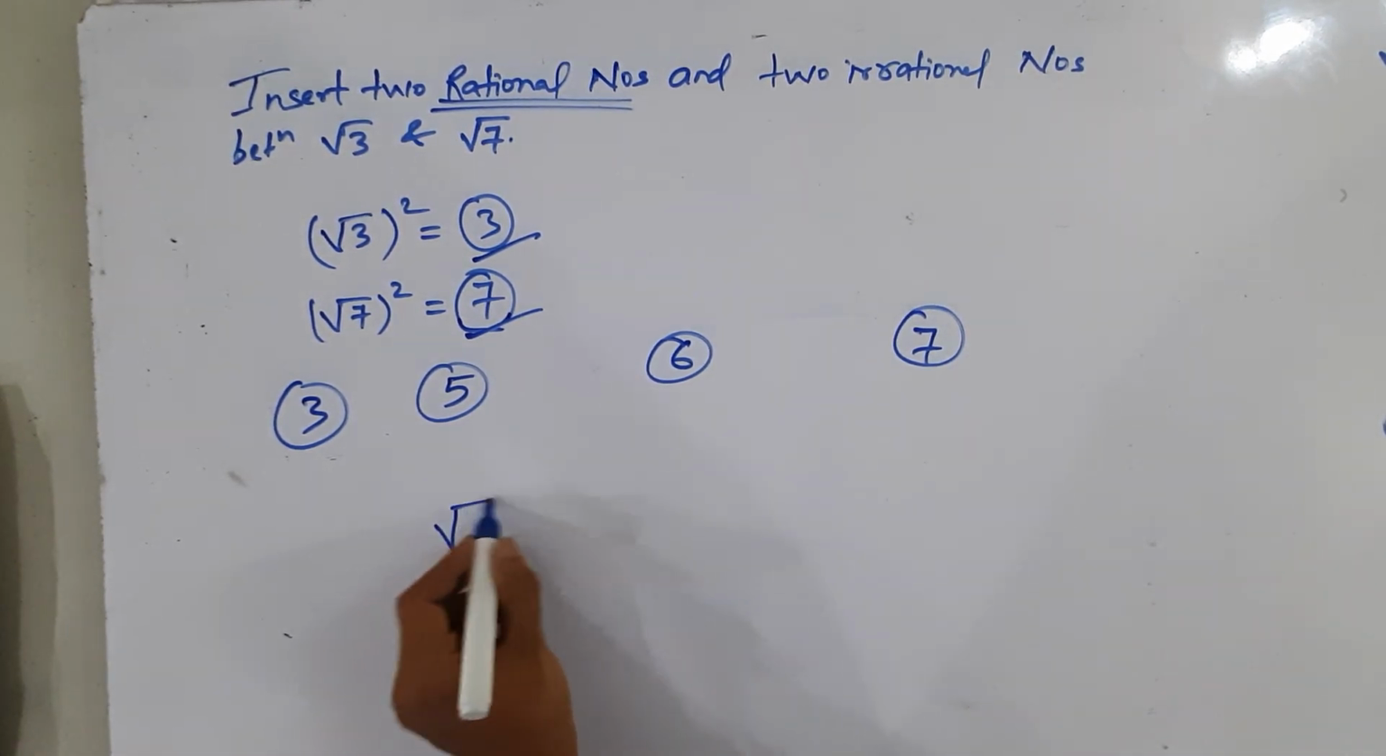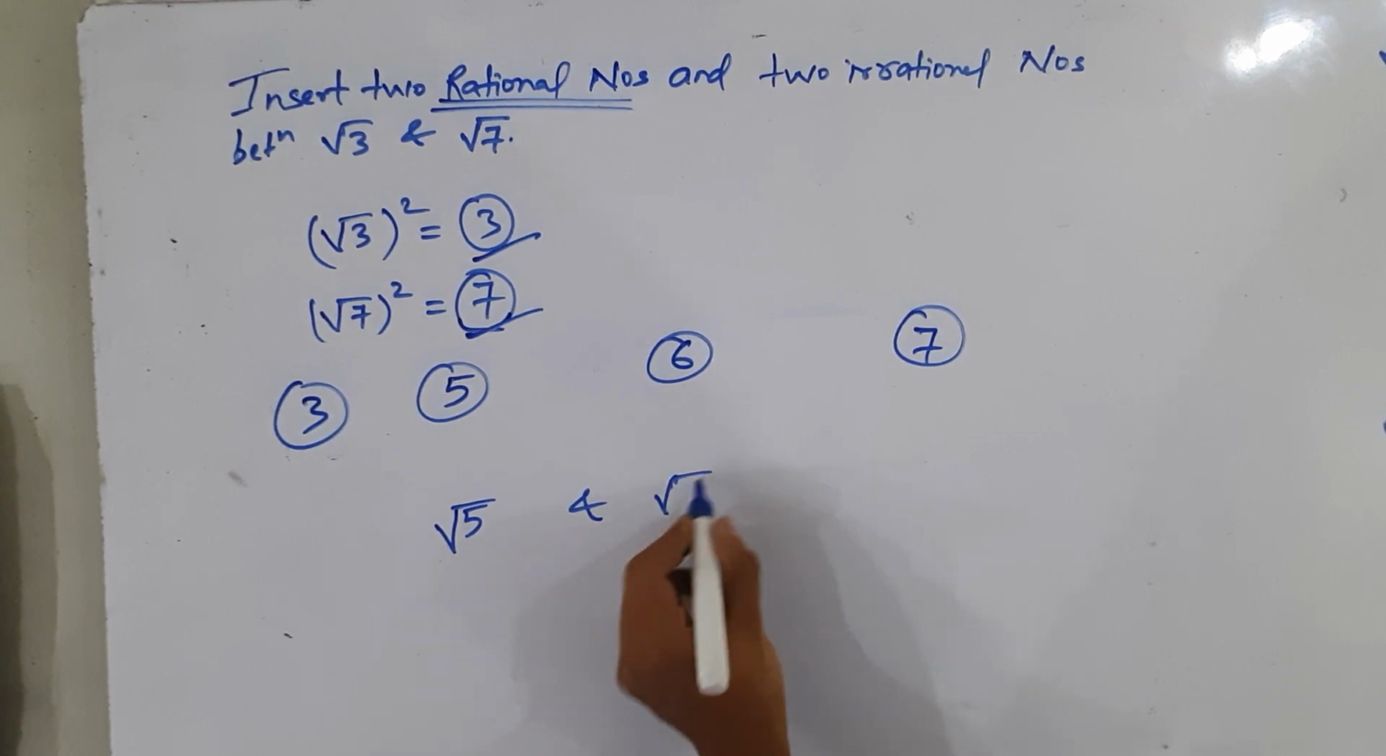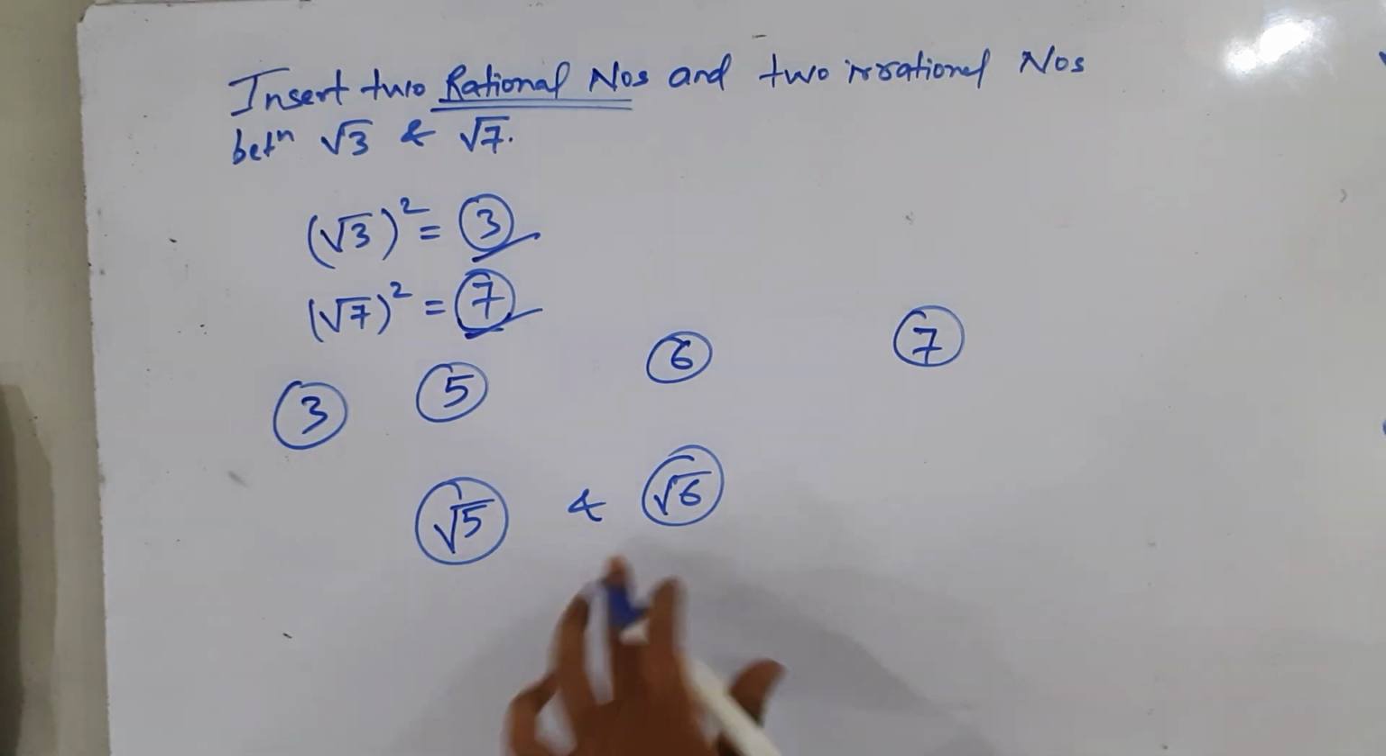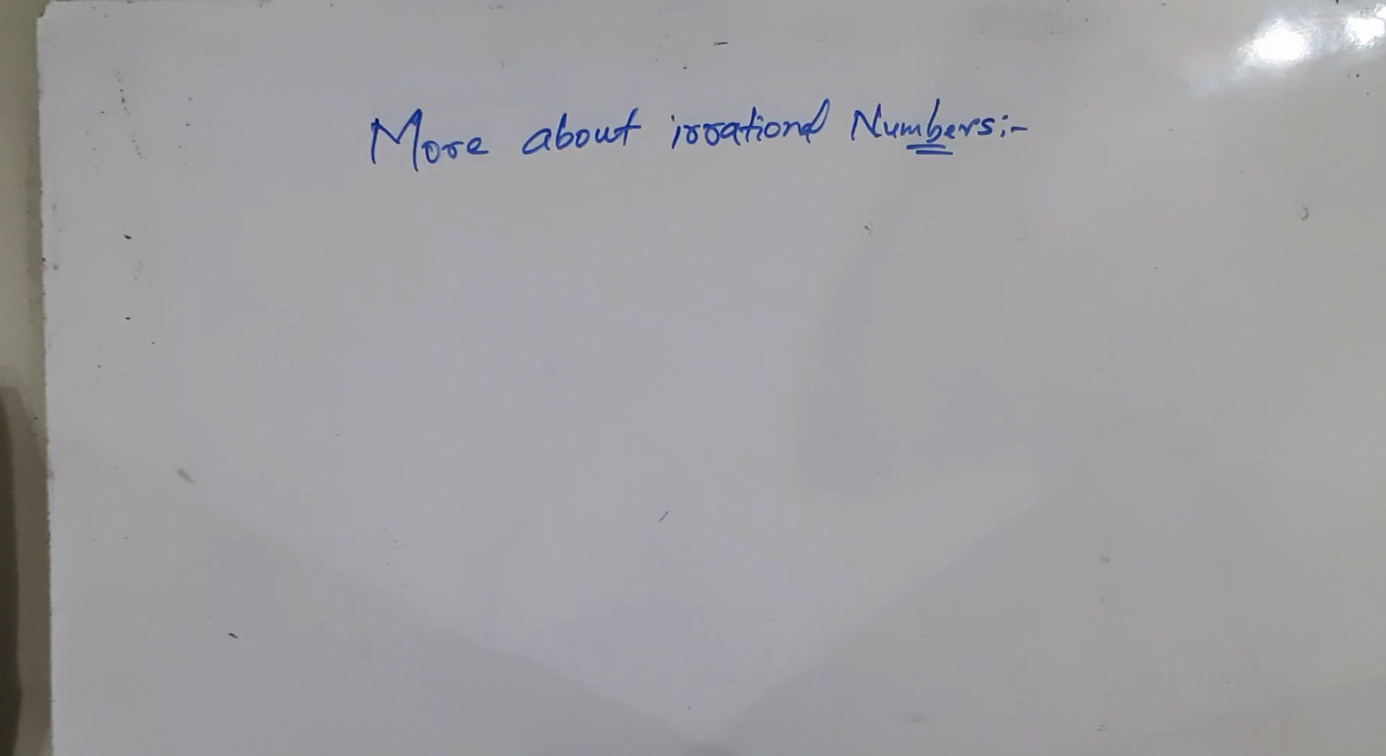So square root of 5 and square root of 6 will be the irrational numbers between 3 and 7. So these are the solution. Now we will discuss more about irrational numbers.